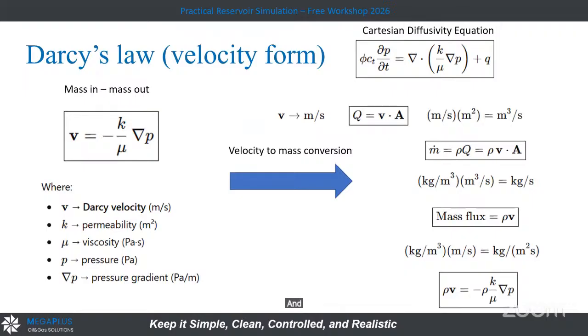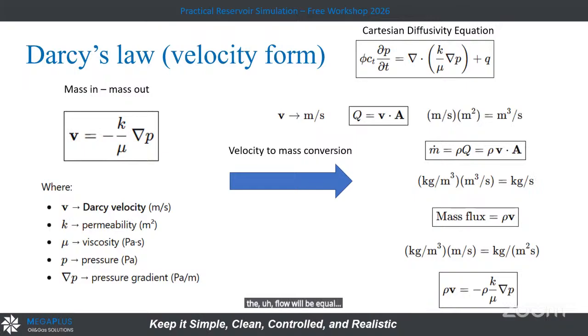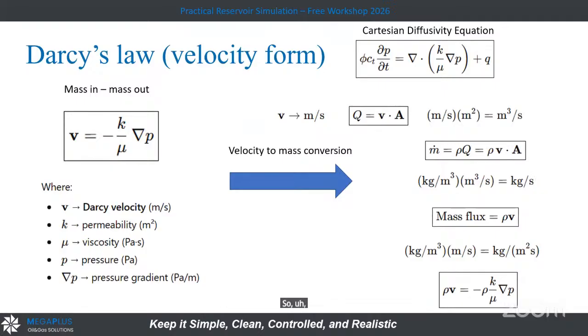And if you make another formulation of Darcy, you will find that the velocity of the flow will be equal to the negative, of course, because the pressure decreases, permeability over viscosity multiplied by this inverted delta, which is a spatial difference in x, y and z of pressure. So it is a very simple conversion we will do.